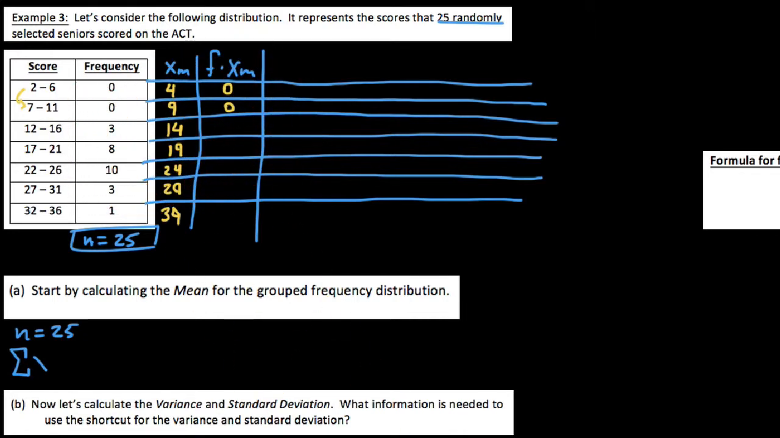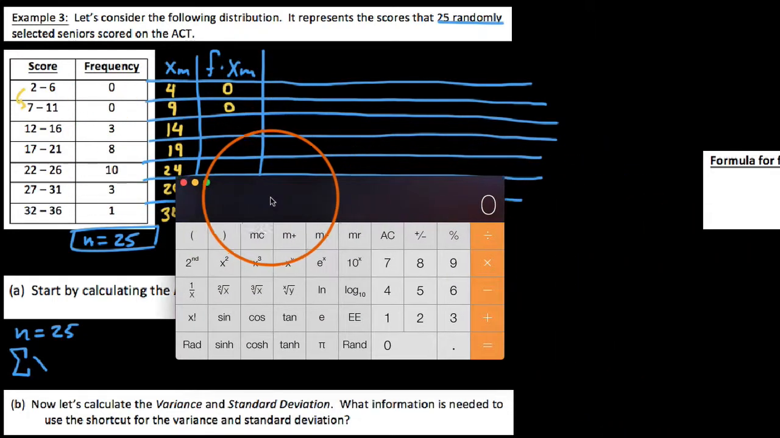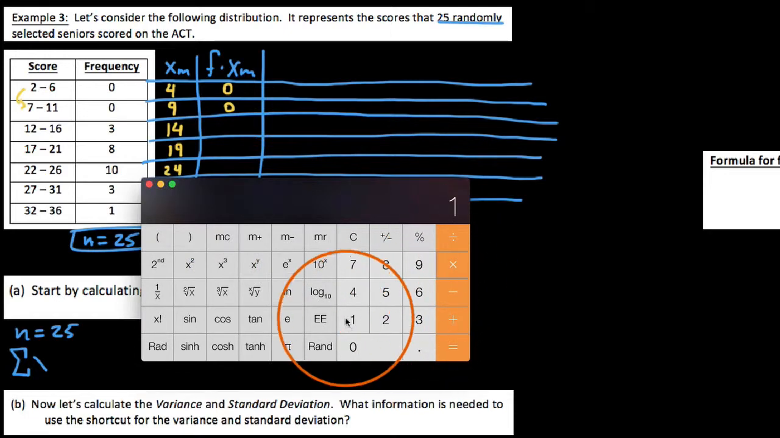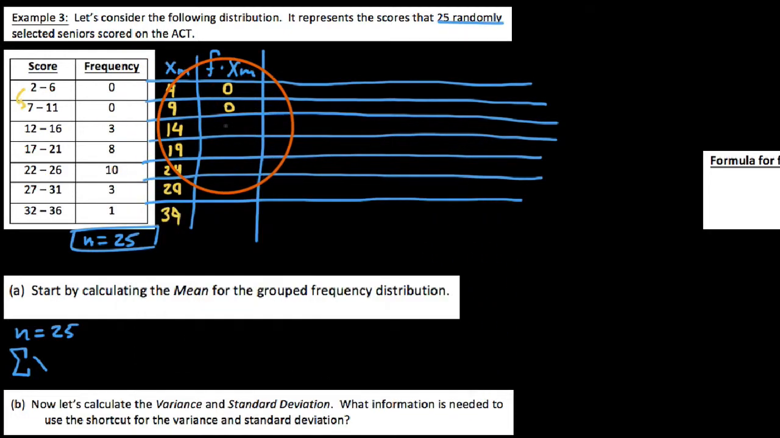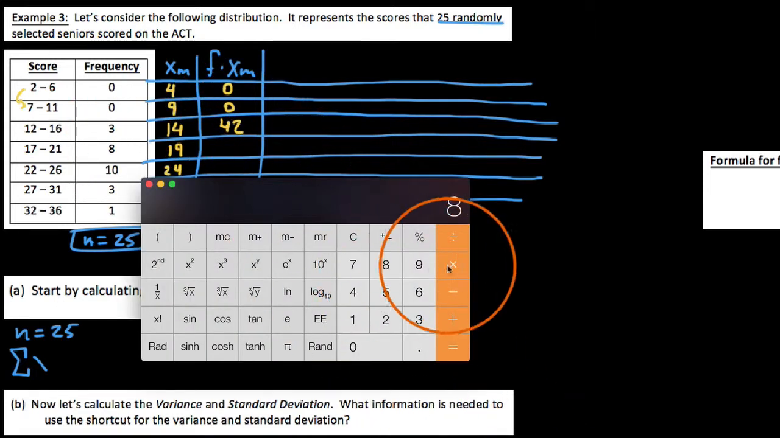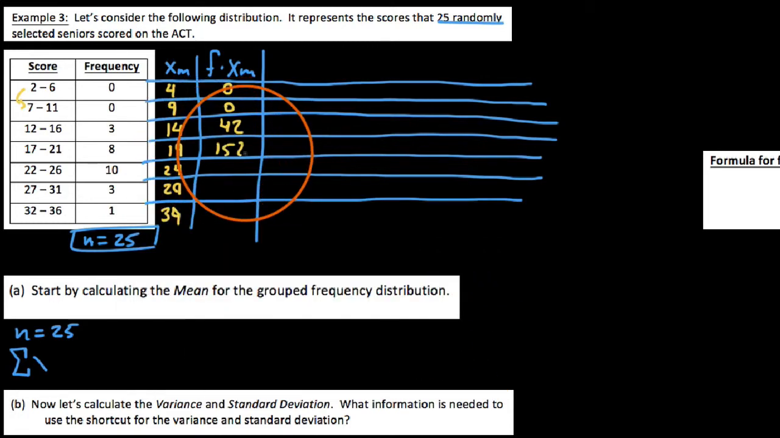If we had 3 14s, now this is where we need to get out our calculator maybe here. We say 3 times 14, what would those add up to? We get 42. Okay, 42. We say 8 19s. If we had 8 19s here, we say 8 times 19 is going to be 152 in this class. 152. 10 times 24, of course, is 240. We say 3 times 29, that would be 81. Sorry, I just kind of did that mentally there. 1 times 34, of course, is 34.